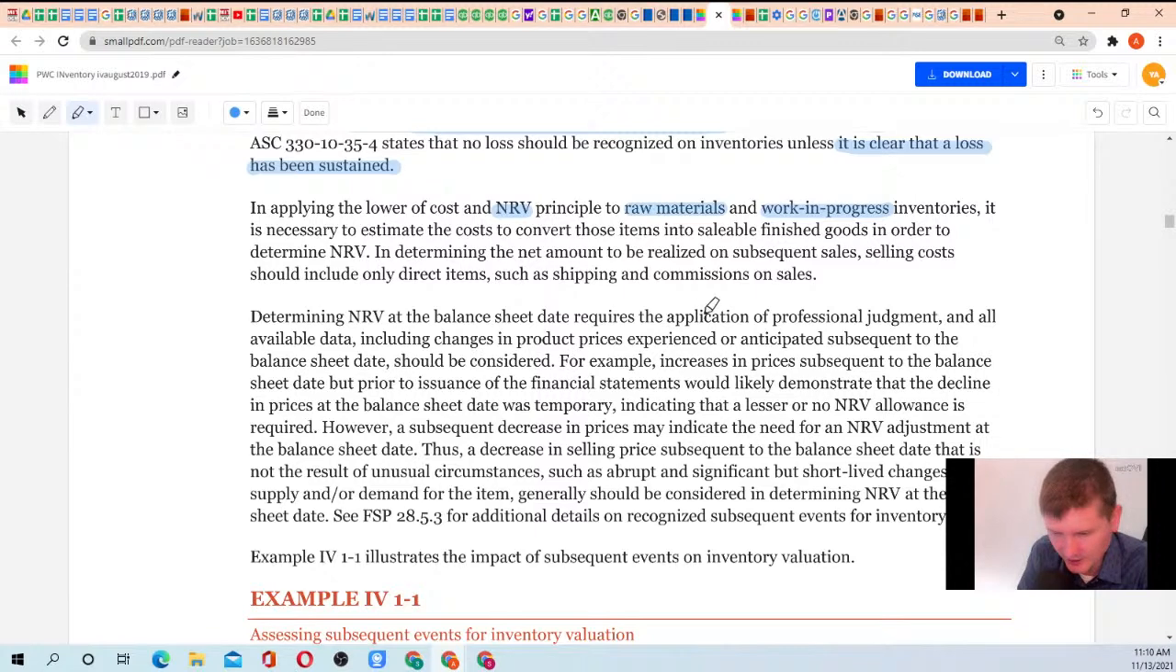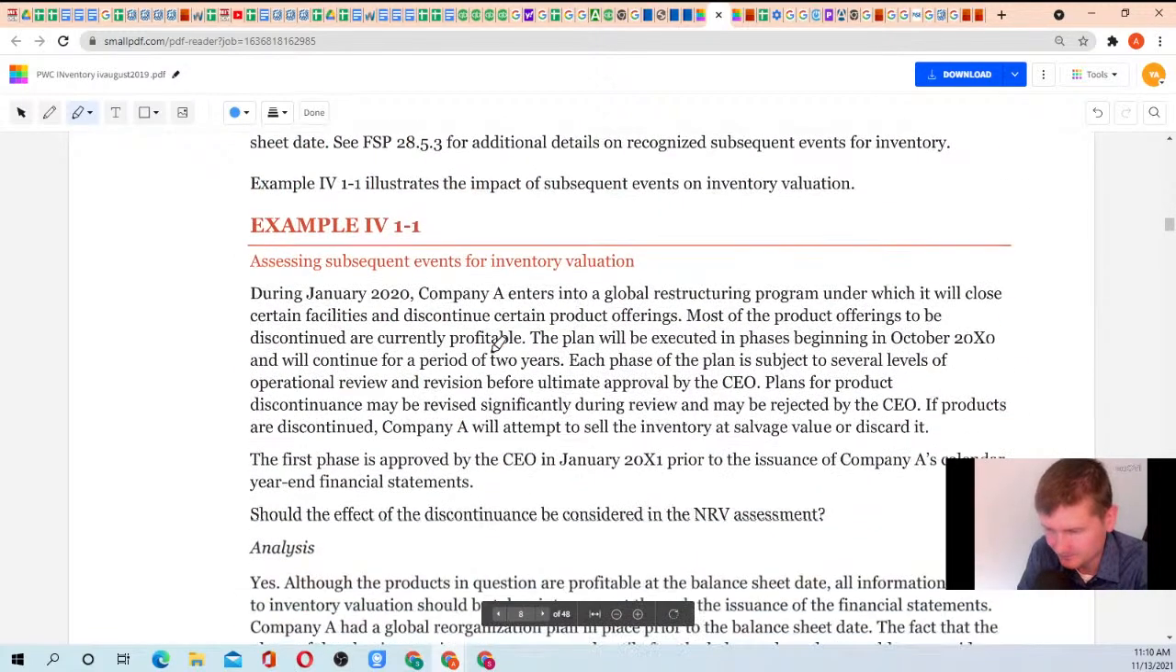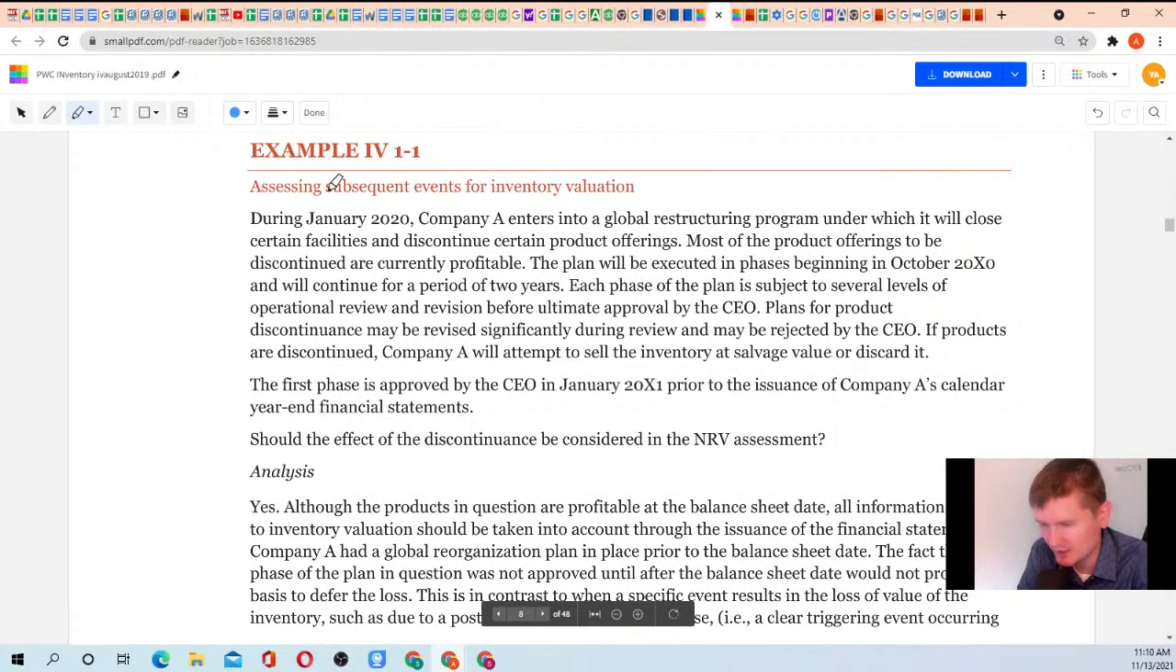Okay, so as always, NRV will require application of professional judgment and all available data. Subsequent events.